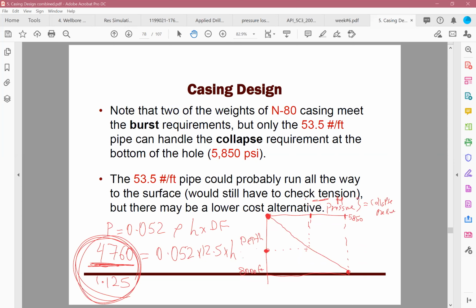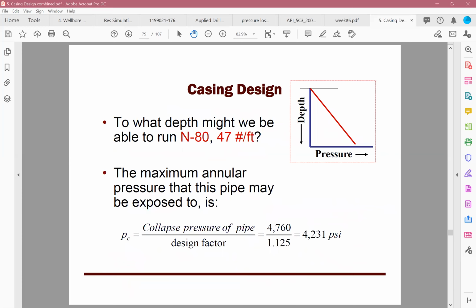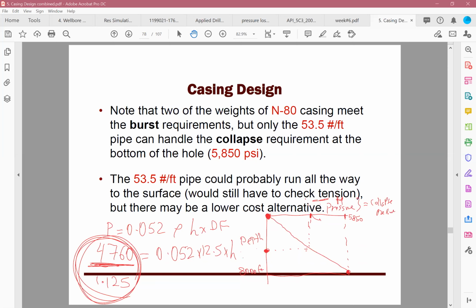So now, if I divide 4,760 PSI by 1.125, that's 4,231. So this point is 4,231 PSI, and I want to find what depth it is.